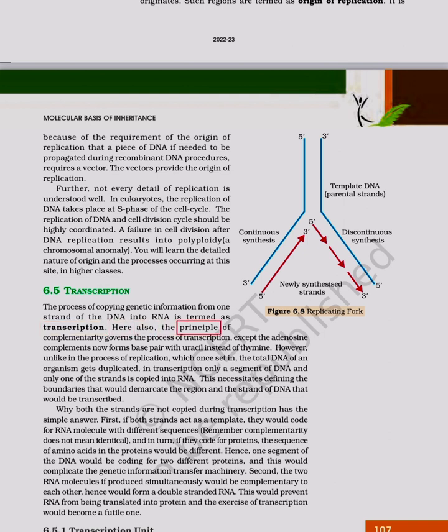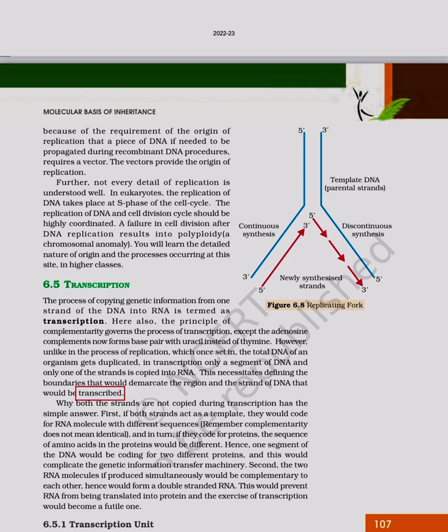Here also, the principle of complementarity governs the process of transcription, except that adenosine now forms a base pair with uracil instead of thymine. However, unlike in the process of replication, which once set in, the total DNA of an organism gets duplicated, in transcription, only a segment of DNA and only one of the strands is copied into RNA.